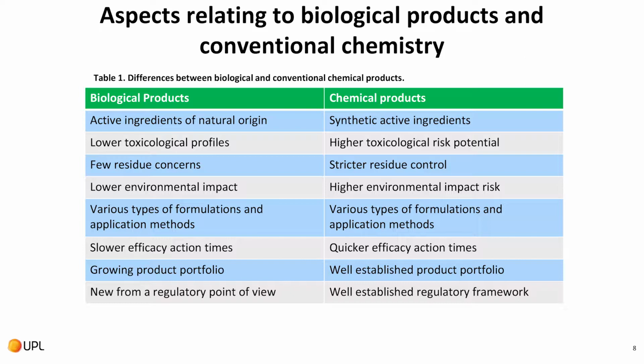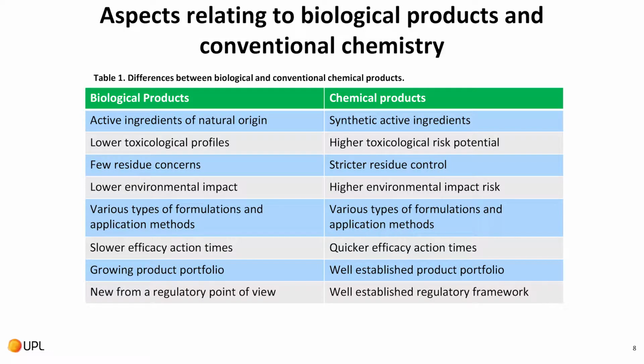For example, biological products will mostly be from a natural origin with a lower toxicological profile. However, yes, that is true, but in some cases, some biological products may have a higher risk profile compared to others. It can occur. Then biological products have few residue concerns, a big benefit, and also usually lower environmental impact compared to chemistry. Luckily for us, the technology has progressed far in terms of various types of formulations and application methods available to use your biological products.